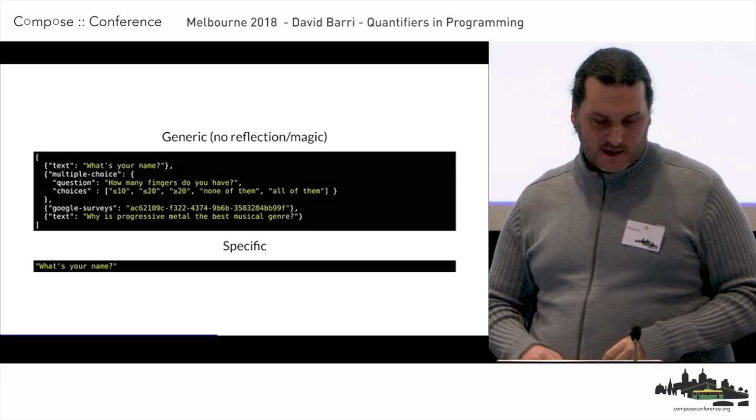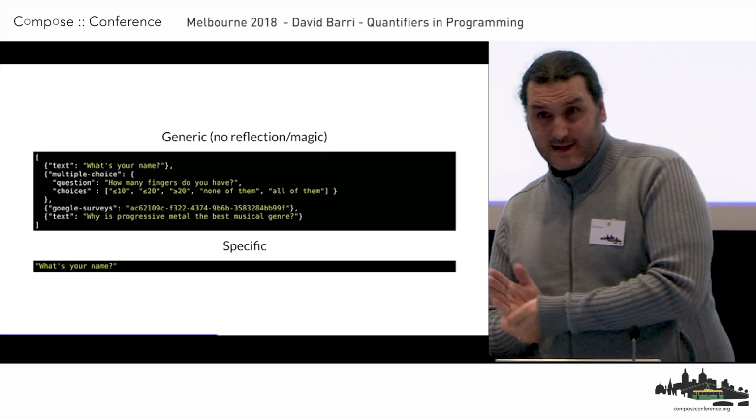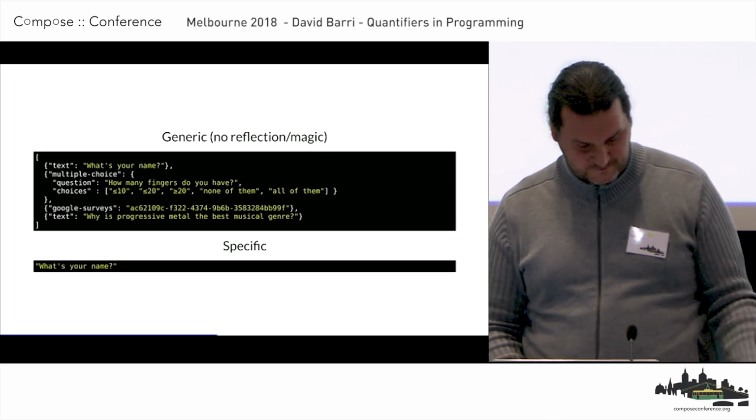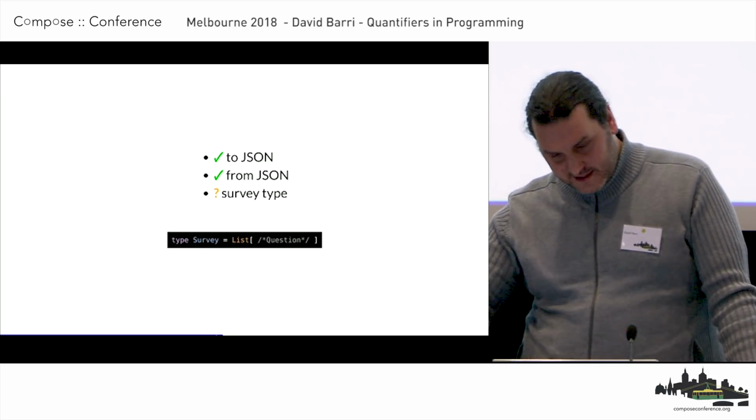Anyway, so generic JSON already looks nice, and we haven't lost our ability to just deal with specific cases. If we know that we're generating JSON for free text, and we're going to read free text back in, we can just use a string. So we can go to JSON, we can go back from JSON again.